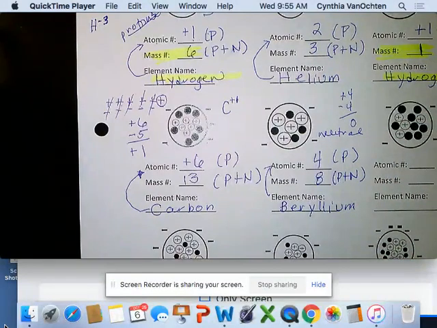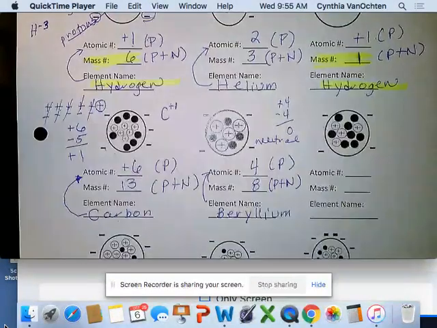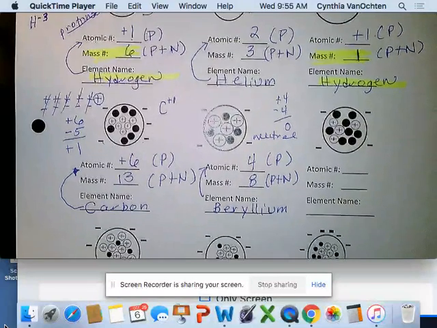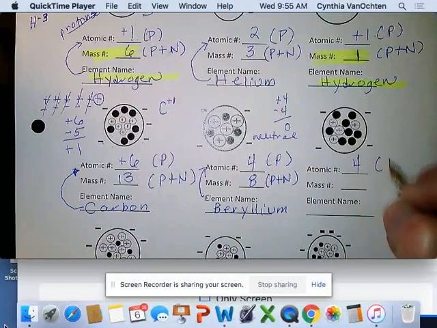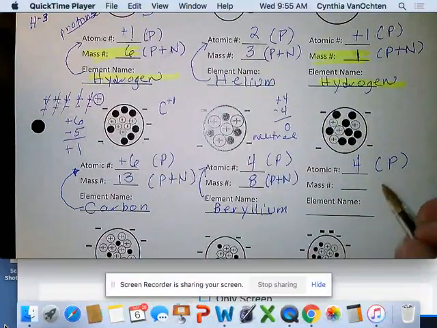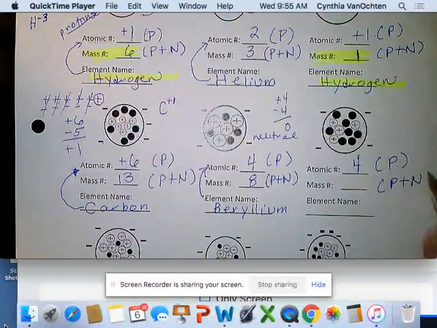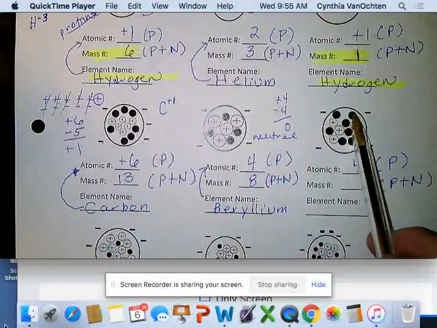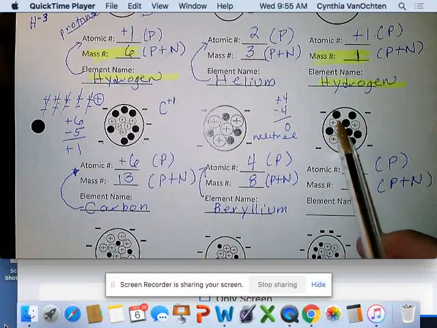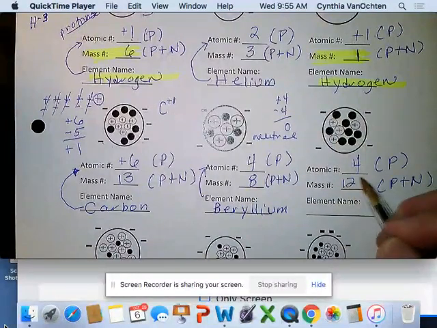Okay? Luke, how about the next one? What's the atomic number? 4. So we've got 4 is our atomic number. What is the mass number? That's your protons plus your neutrons. 12. Okay, I'm going to count them. 1, 2, 3, 4, 5, 6, 7, 8, 9, 10, 11, 12. Yep, you're right. So 12 AMUs, that's about what it weighs.